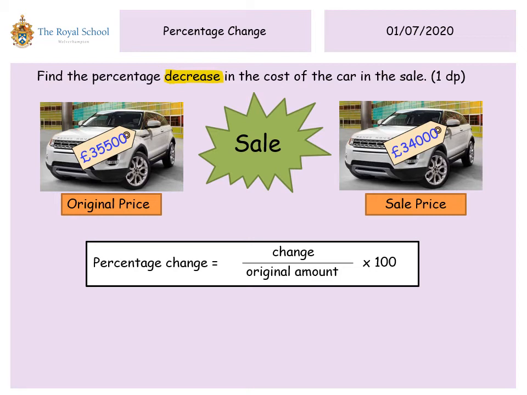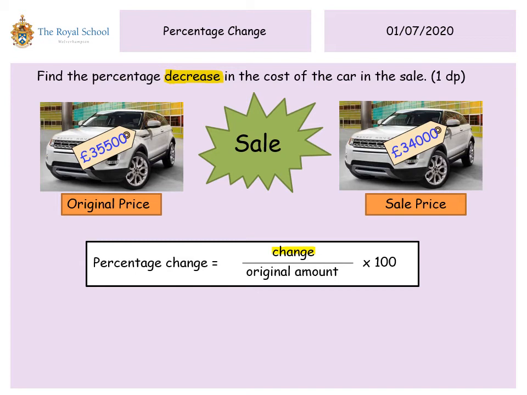We've got our percentage change formula then. It's the change divided by the original amount times by 100. So what is the change in the price? Well, it's gone from £35,500 to £34,000. So we've got a difference of £1,500. So that's going to be our change, 1,500.